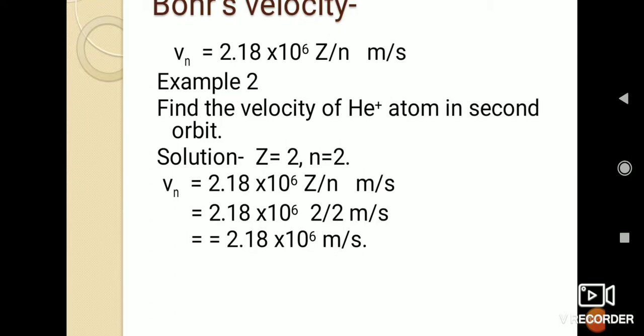With the help of the radius and velocity formulas, we can find the radius and velocity of electrons in different orbits of an atom. Tomorrow we will study about Bohr's energy. Solve various questions regarding Bohr's radius and Bohr's velocity.